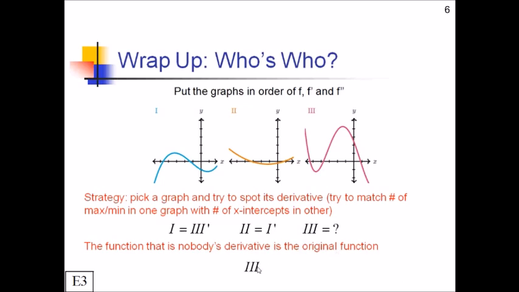3 must be f. And what's 3's derivative? Oh, graph 1 was 3's derivative. So that means graph 1 must be f prime. And graph 2 was 1's derivative, so that means graph 2 must be f double prime. So that's it for this one.